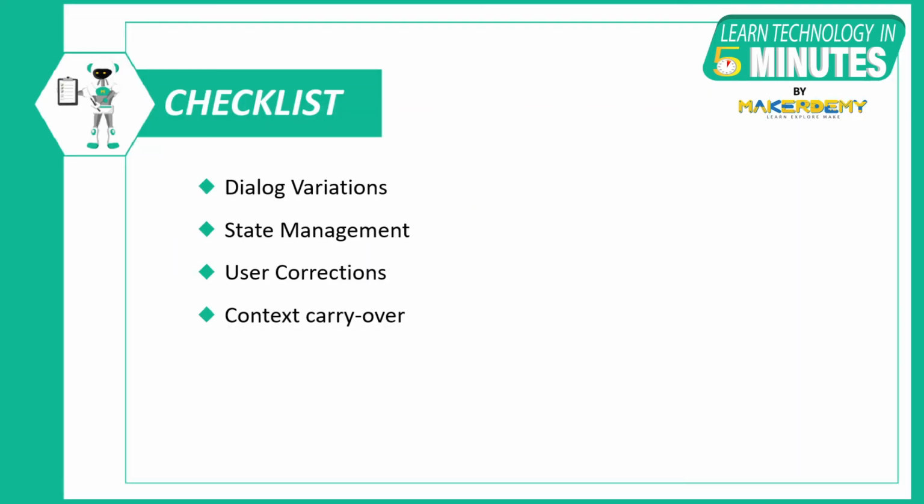Let us look at the features that help Alexa Conversations tackle difficulties. Dialogue variations. This prompts the user with follow-up questions to gather the required information. State management. This renders Alexa speech prompts to guide the user to the next state. User corrections. This handles the user changing their mind. And context carryover. This updates the changed options without needing the user to repeat the other options.